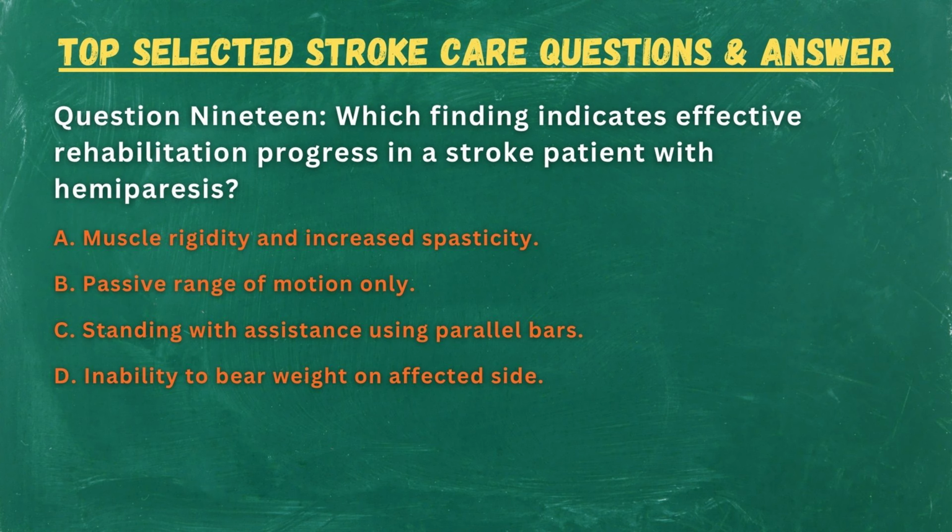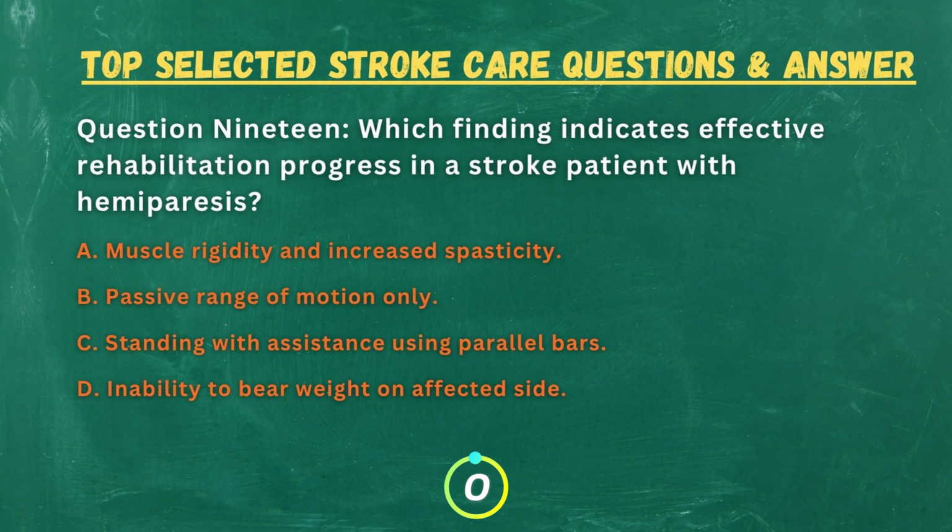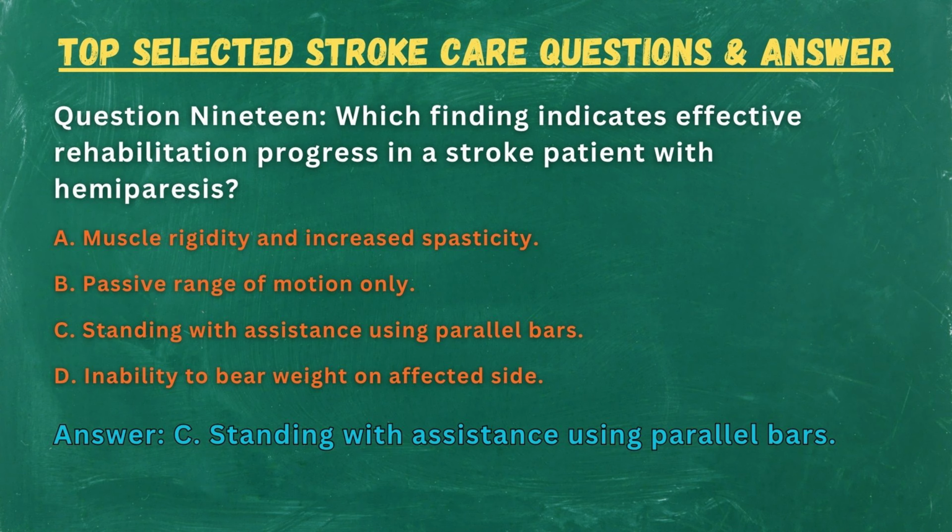Question 19. Which finding indicates effective rehabilitation progress in a stroke patient with hemiparesis? A. Muscle rigidity and increased spasticity. B. Passive range of motion only. C. Standing with assistance using parallel bars. D. Inability to bear weight on affected side. Answer: C. Standing with assistance using parallel bars.